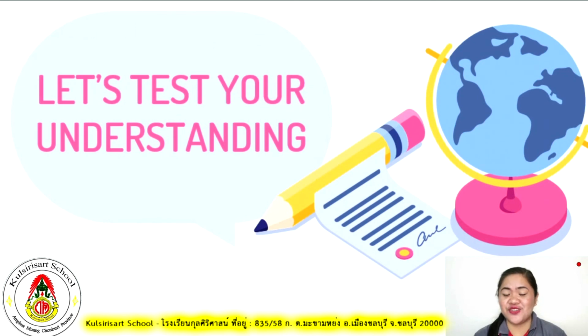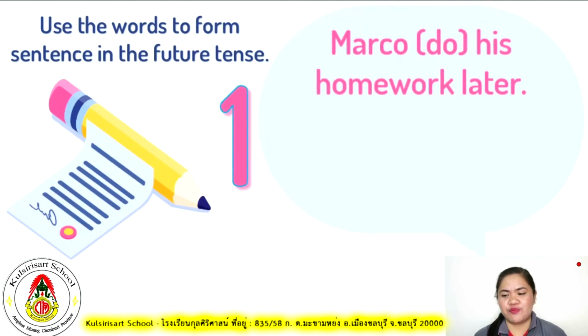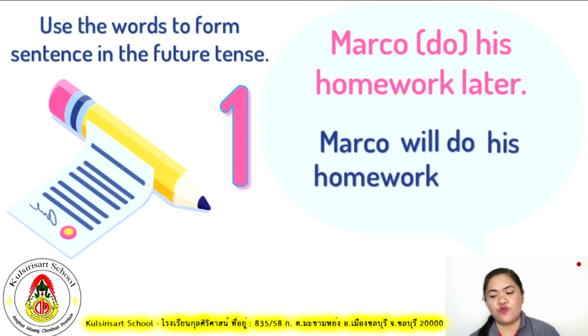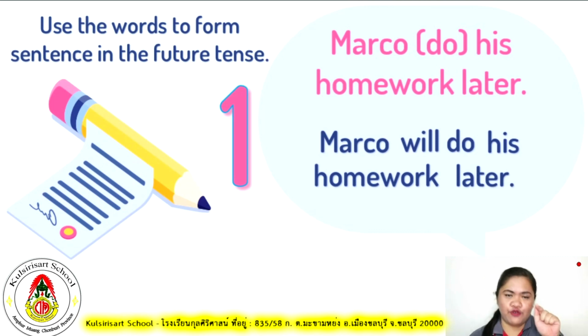Now, let's proceed to the test. Let's test your understanding of what we learned today. Let's start with number 1. Marco do his homework later. We have here the verb do. So is this correct? Of course not. So what will happen? Subject plus will plus do, and then the continuation. Marco will do his homework later. Full stop.